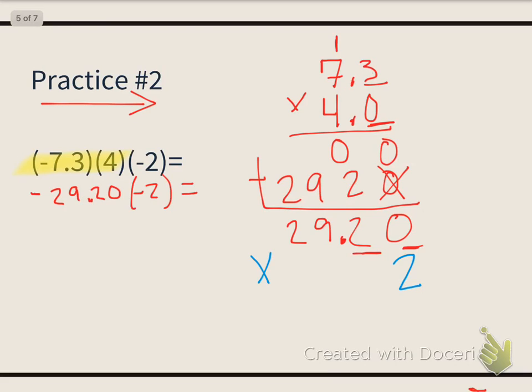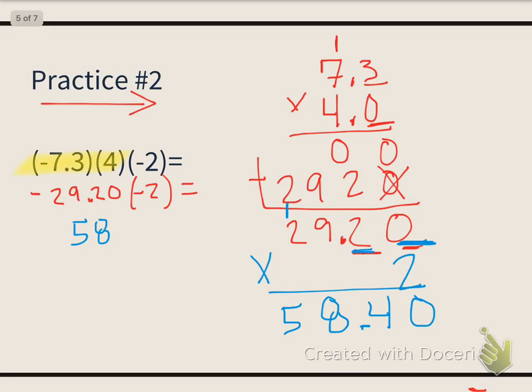So 2 times 0 is 0. 2 times 4 is 8. 2 times 9 is 18. Carry the 1. 2 times 2 is 4 plus 1 is 5. That gives 58.40. I know that because I have 2 decimal places, so I'm going to have 2 decimal places in my answer. Alright? So my answer is 58.40.